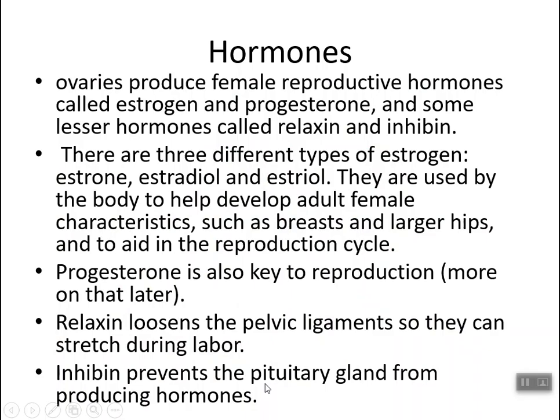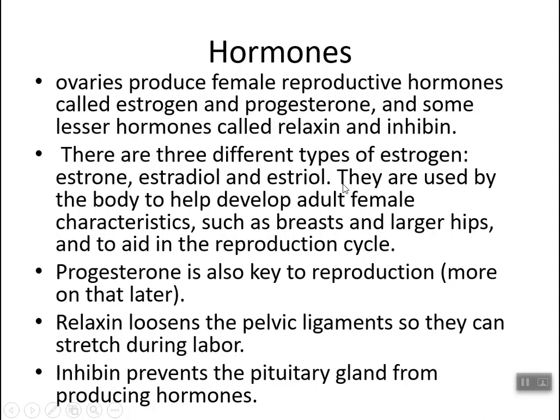Next, the hormones. Mostly we know about the hormones estrogen and progesterone, which are produced by the ovary. But in addition, two other hormones are also secreted by the ovaries: relaxin and inhibin, which we will discuss in detail. The ovaries produce estrogen and progesterone, and in lesser amounts, or in some situations, relaxin and inhibin.